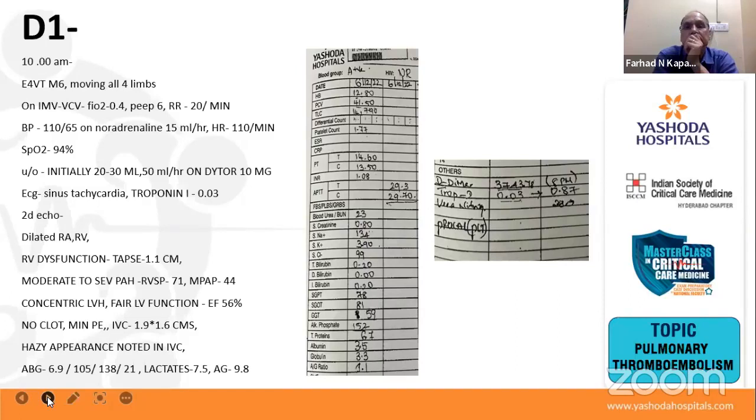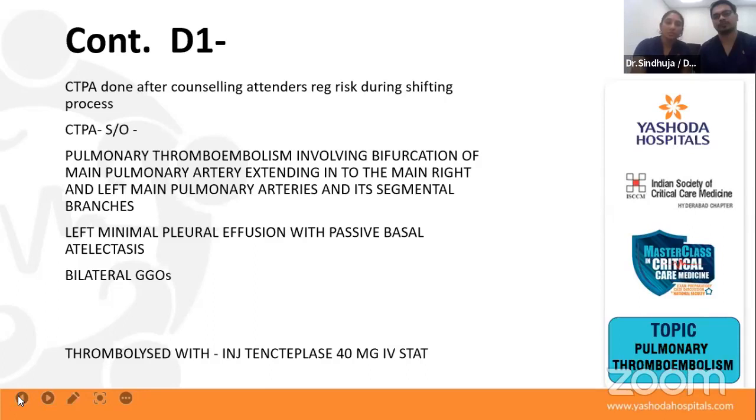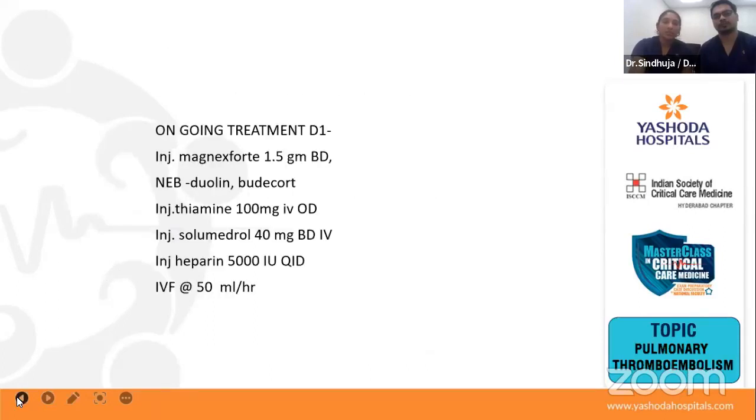Right. Ongoing treatment is magnesium 1.5 gram BD, nebulizations with Duolin and Budecort, thiamine 100 mg IV OD, Solumedrol 40 mg BD, heparin 5,000 units QID, and IV fluids. What is the thiamine given for? She had lactic acidosis and shock. Is thiamine a treatment of lactic acidosis? No, shock. Is thiamine a treatment of shock?